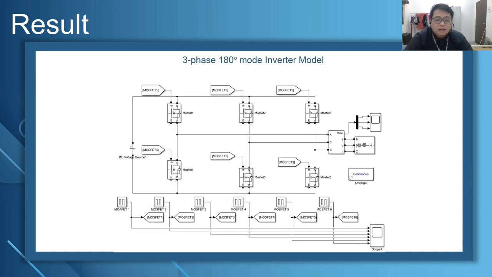So this is the 3-phase 180-degree mode inverter model. In this model, it is built up from 6 MOSFETs, and each MOSFET can be adjusted according to the material that we require in this project. And each MOSFET is connected to a gate pulse generator with a different phase in order to generate a 3-phase voltage.